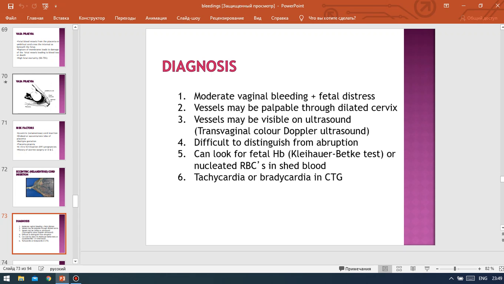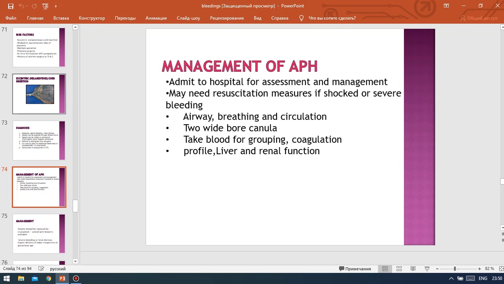Can look for fetal hemoglobin: the Kleihauer-Betke test, or nucleated red blood cells in the smear, and tachycardia or bradycardia during CTG investigation.